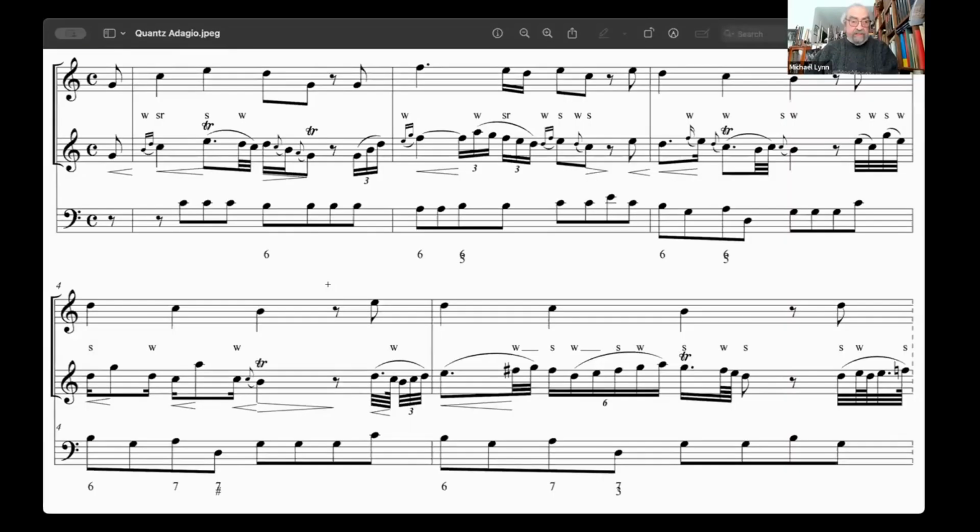I'm going to only show it for 5 seconds here. But this is Quantz's example of ornamentation. And these little markings, the W, the SR, and the S above notes are weak, very strong, and strong. Plus, you can see all of these hairpins. So even though we don't see dynamics normally written into Baroque music, and we don't see things telling us that certain notes are strong and certain notes are weak, they were by convention. And this Quantz example is a great way to see that.